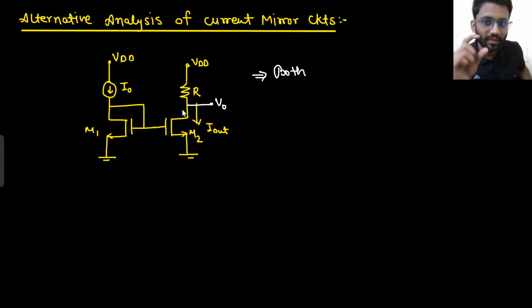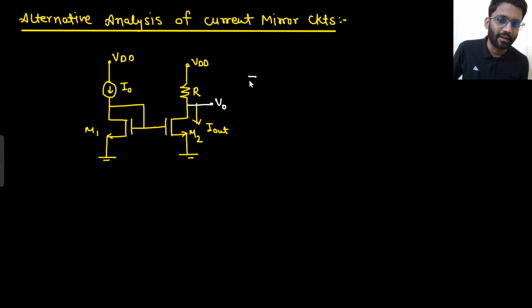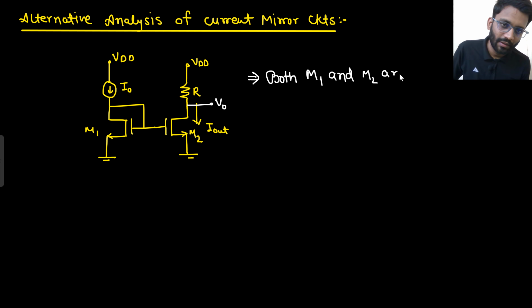How will you make sure? By adjusting VDD and R. If you adjust VDD and R, V0 will be adjusted. So you have to keep V0 such that your M2 is working in saturation region. So what is the condition for current mirror? Both M1 and M2 are working in saturation region.